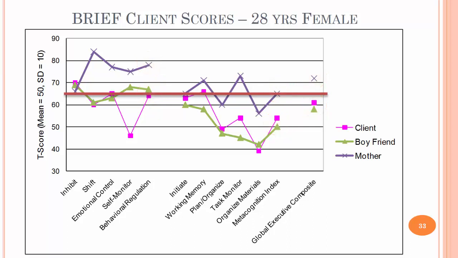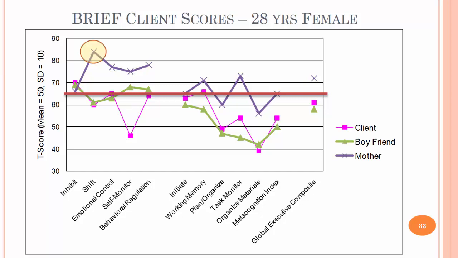But let me pause here and ask you to just take a look at the two groups of scores. On the left, we've got the behavioral regulation scores. On the right, we've got the metacognitive scores. In which area is this client having more difficulty? It's behavioral regulation. In which area is there the most discrepancy between the client and boyfriend and the mother? Well, generally, it's in the metacognitive area, although we do have that huge difference between the client and boyfriend or mother in terms of self-monitoring in the behavioral regulation area. We'll talk about that in a moment.